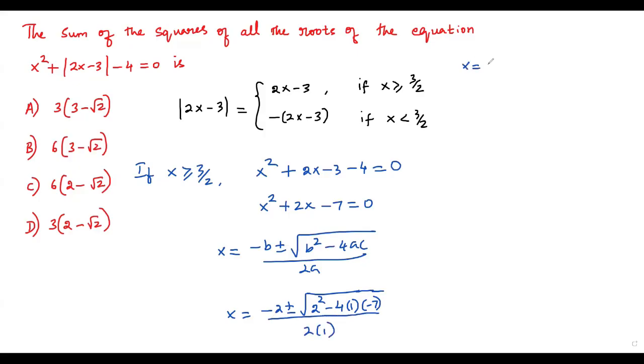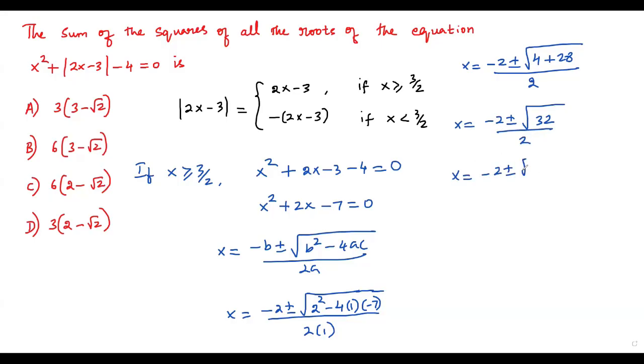Let me continue over here. x equals -2 plus or minus the square root of 2 squared, which is 4. And when I multiply -4, 1 and -7, I am getting positive 28, over 2 times 1 is 2. Then we get x equals -2 plus or minus the square root of 4 + 28, which is 32, over 2. Then the square root of 32 can be written as 16 times 2, over 2. 16 is a perfect square, so when it comes out of the square root, it will be 4. Then we have 2 inside the square root: 4 times the square root of 2, over 2.